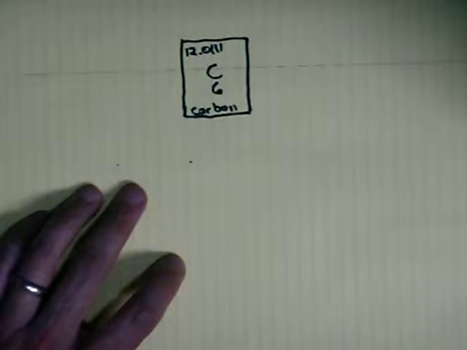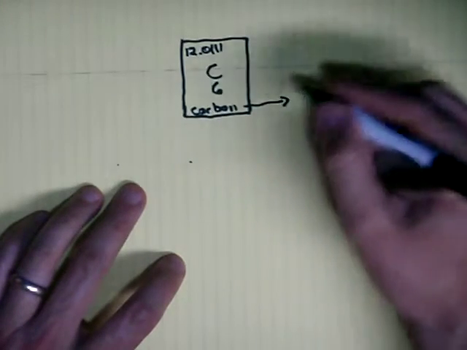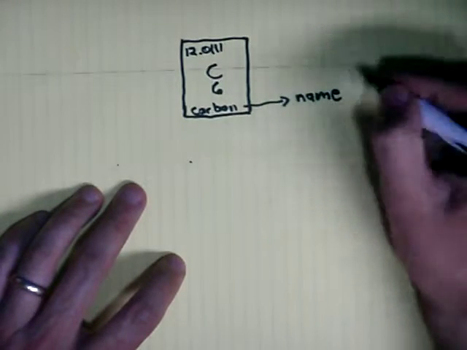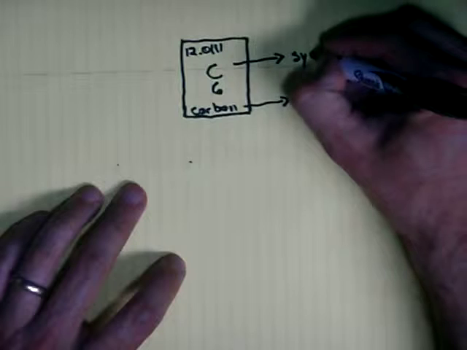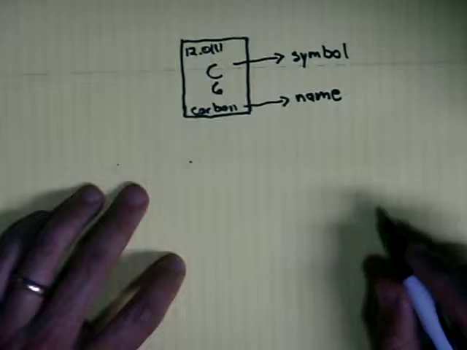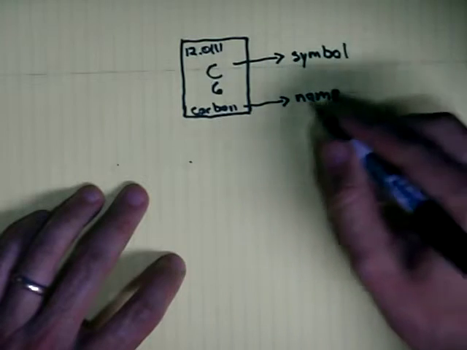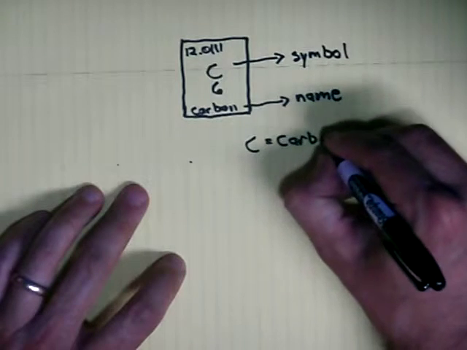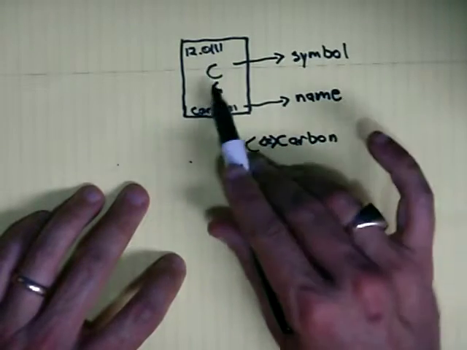So a couple things jump out right away. Start at the very bottom. Written carbon, that's pretty straightforward. That's the name. And then the letter, that's the symbol. So that allows us to jump back and forth between words and the symbols. So we now know that C is carbon. If we see carbon written somewhere, in our minds we can think of the letter C.